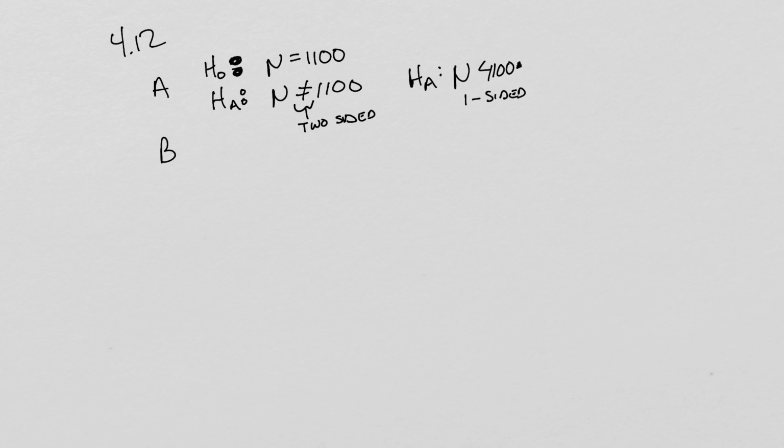And for B, our null is mu is equal to 462. The current average verbal reasoning score is 462. Our alternative is that mu is not equal to 462. And again, it's two-sided.